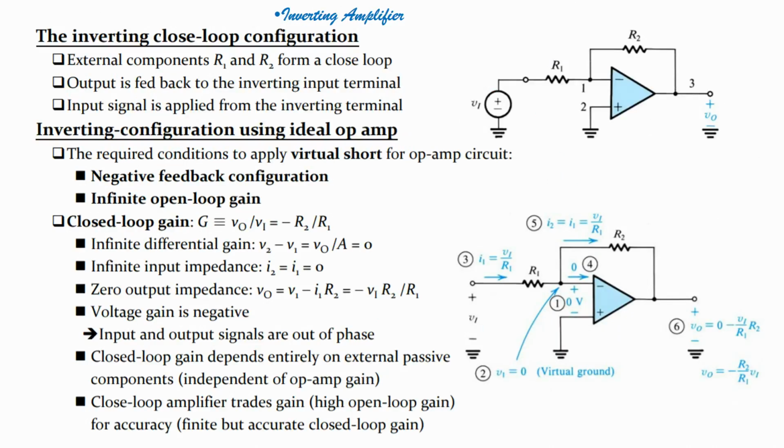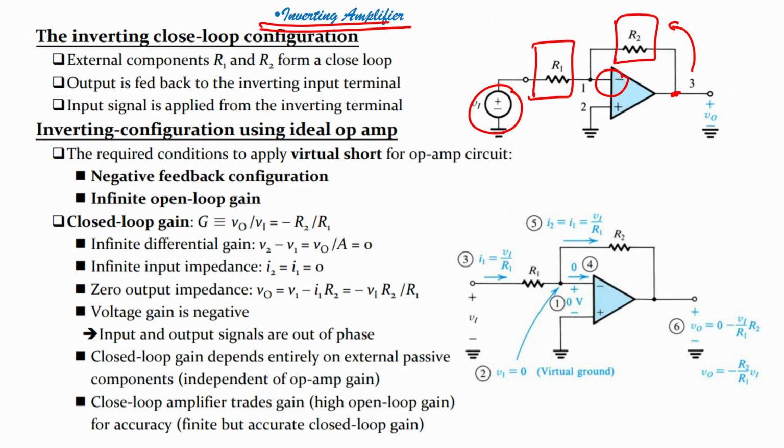Now, let us see further the inverting amplifier. Okay, inverting amplifier. So, how can we design a circuit of an inverting amplifier using an op amp? The inverting closed loop configuration: external components R1 and R2 form a closed loop. Here you can see R1 and R2, right. This forms a closed loop because you are feeding back here, see here, and input signal is applied from the inverting terminal. So, we are applying the input to the inverting terminal. Okay.